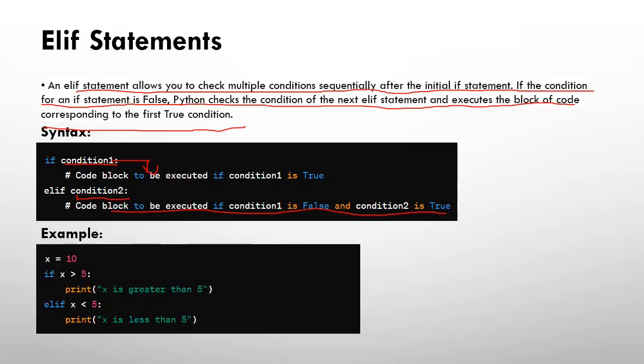Here is an example of the elif statement. We have assigned value 10 to variable x. So first this condition will be checked, that is, if x is greater than 5, then the statement "x is greater than 5" will be printed. And we can see that 10 is greater than 5. So this statement will be printed on the screen. However, if we had taken any other value, say x equal to 3, then this condition would have been false, and then in that case, the elif statement would have been executed since 3 is less than 5. So on screen, "x is less than 5" would have been printed.